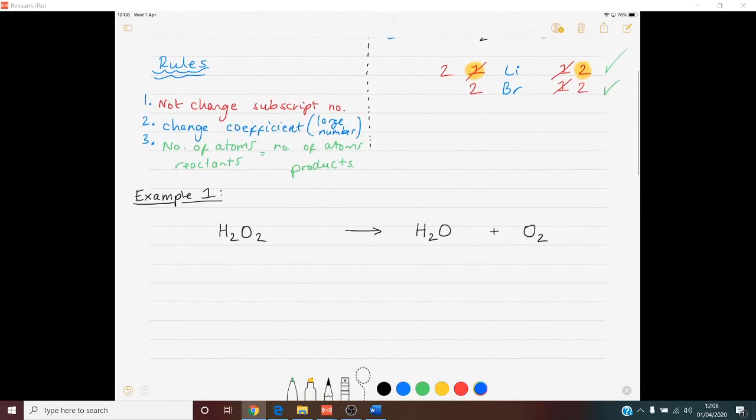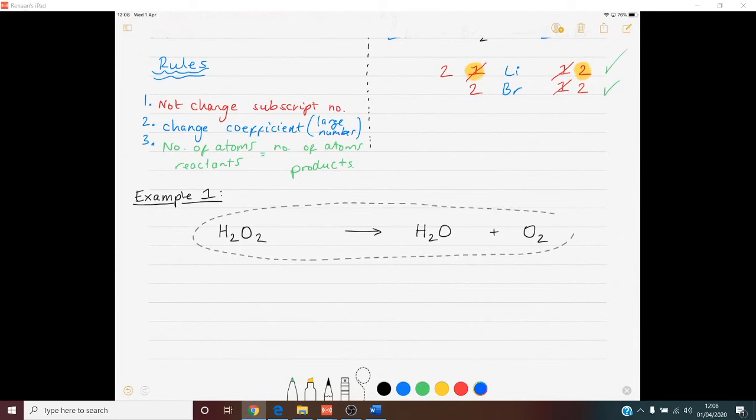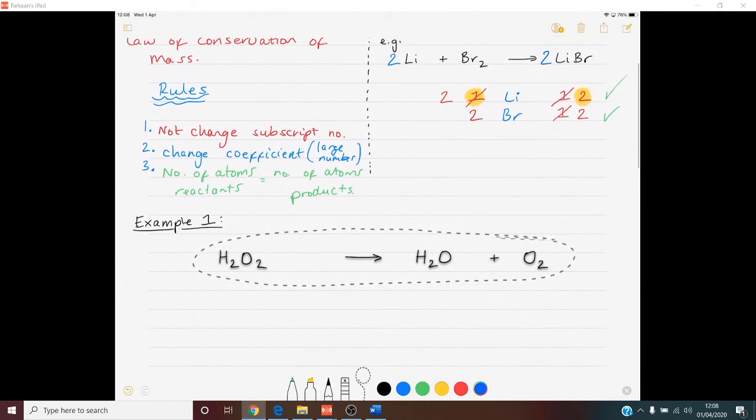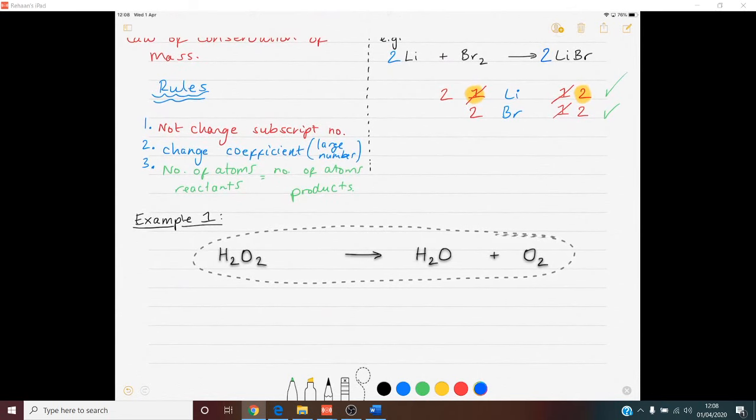Example number 1. Have a go. I will give you about a minute and a half to 2 minutes to have a go at this question here. Make sure you show all your working out underneath, following the steps outlined above. Here we go.